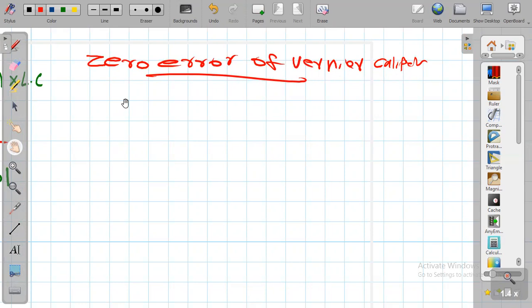The only thing you don't need to consider zero error for is the traveling microscope. Apart from the traveling microscope, all the other devices like the micrometer contain this zero error thing. It's a really important lesson. So, zero error of vernier caliper. Write this in a new line.